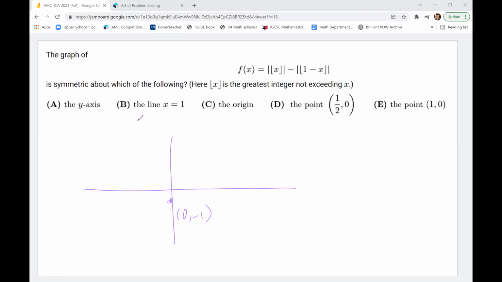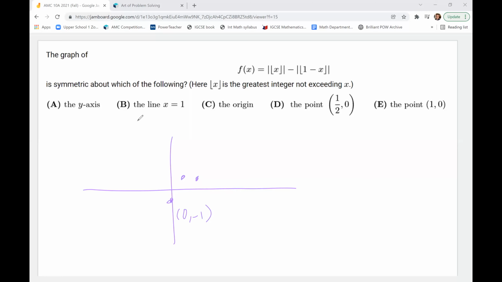Floor of 1 minus floor of 1 minus 1. Floor of 1 is 1, minus floor of 0, that's 0. So 1 minus 0 is 1. So at 1, we get 1. For 2, we would get 2 minus the absolute value of the floor of 1 minus 2, which is -1. The floor of -1 is -1. Absolute value of -1 is 1. So 2 minus 1 is 1. So we get 2, 1.